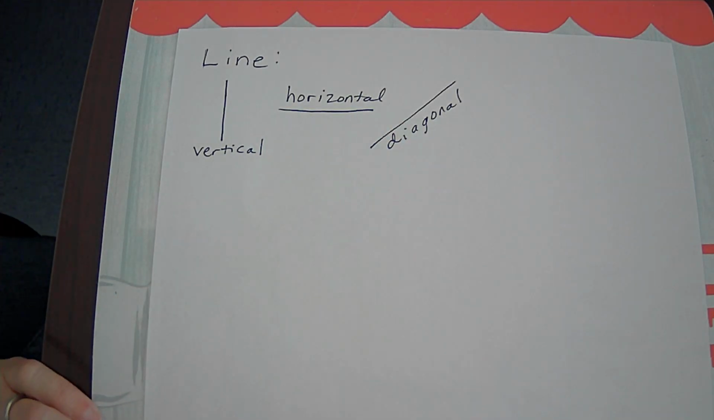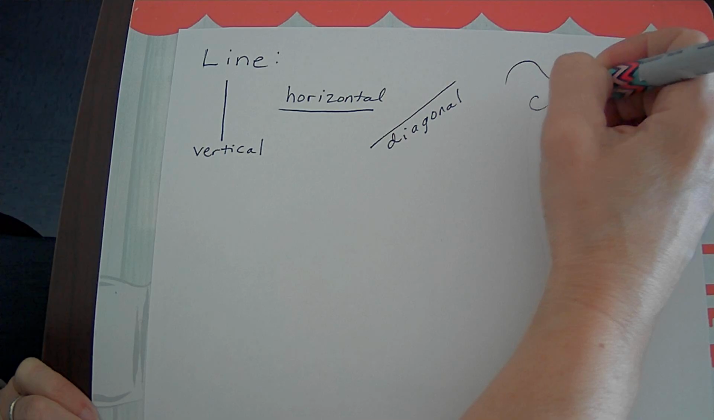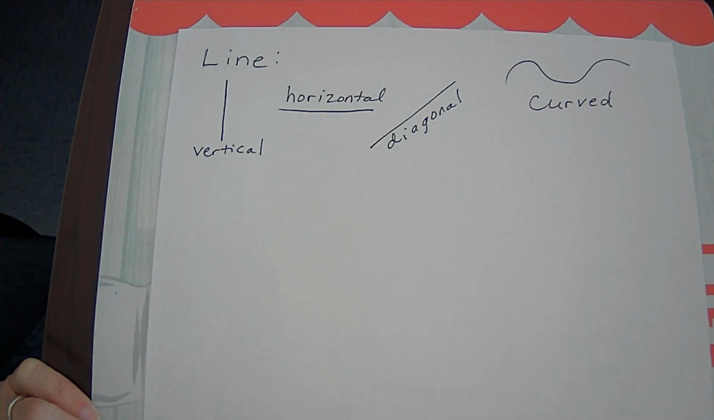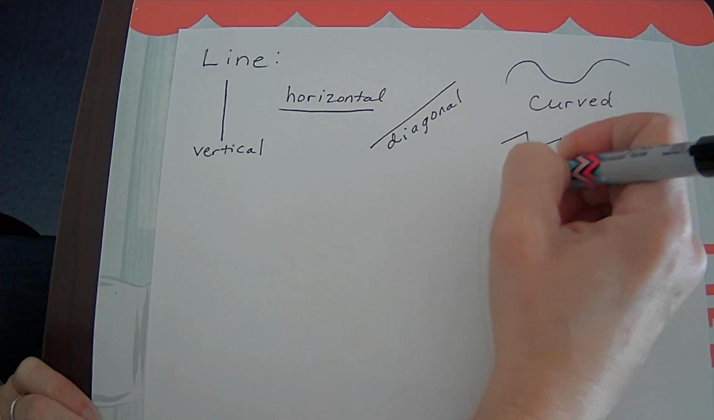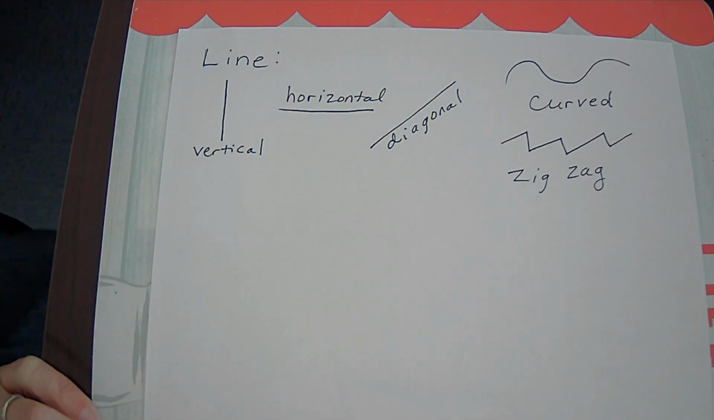And then my next two are a combination of directions. So these were all directions that the line could go in, but the line is straight. Now I'm going to combine and I'm going to have curved and zigzagged. There's a pencil sharpener at your table.